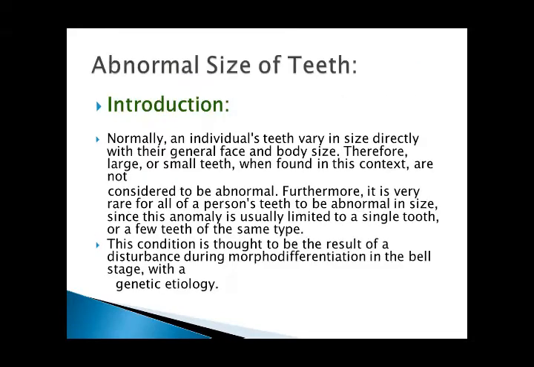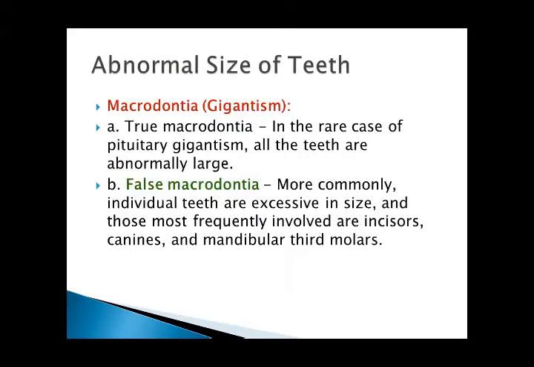Abnormal size of teeth. Macrodontia. Two types: true macrodontia and false macrodontia. True macrodontia, in the rare case of pituitary gigantism, all the teeth are abnormally large. And false macrodontia, more commonly, individual teeth are excessive in size.